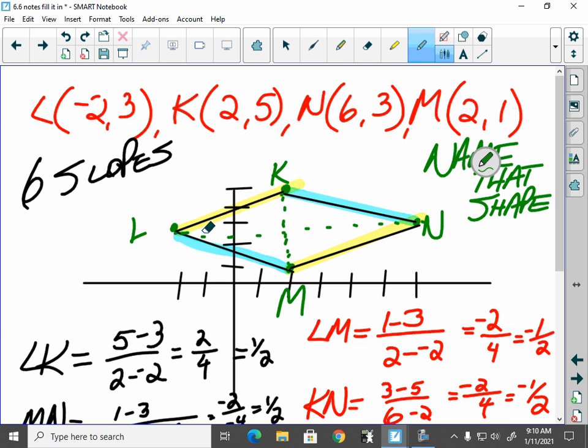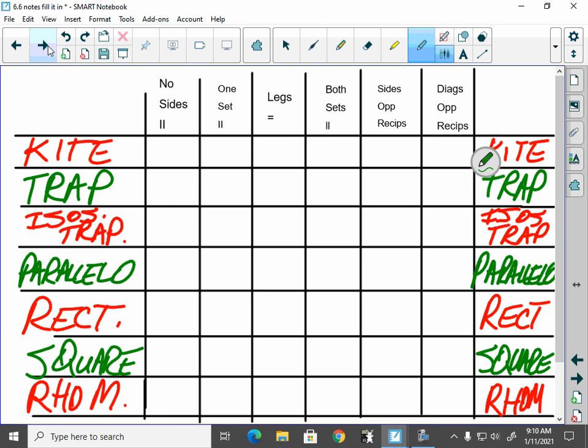All right. So now let's fill in some charts. Here we go. Oh, did I put trapezoid in there? Okay, here we go. A kite has no sides parallel, and it's the only one. And a kite also has opposite diagonals that are opposite reciprocal. The diagonals are opposite reciprocal.